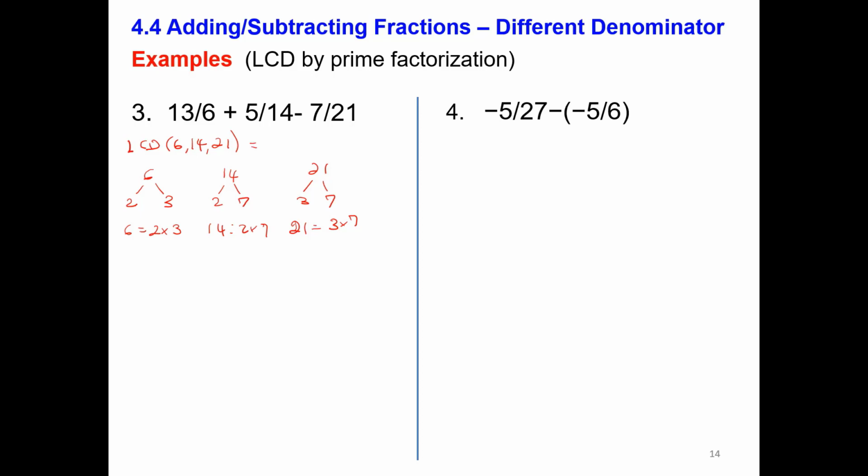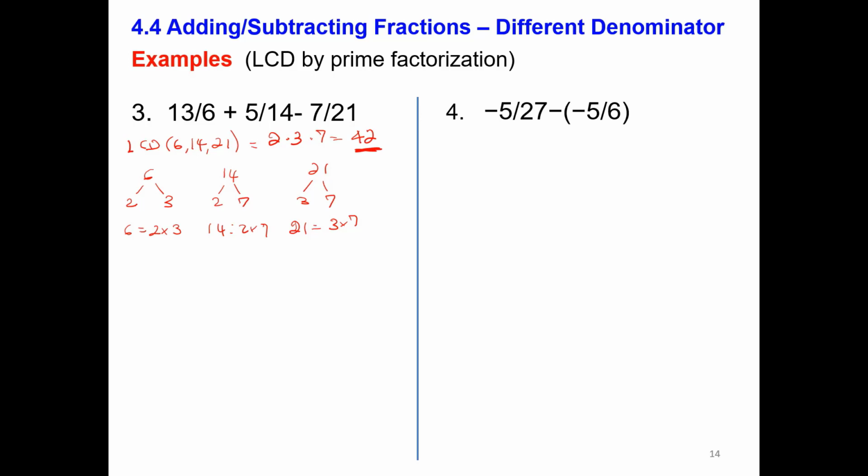Then for the LCD, we need to list all the factors. We have 2 and 2, and we list it just one time. Times 3, 3, just one. 7, 7, just one. Because they have the same power, we keep 2 to the first power, 3 to the first power, and 7 to the first power. In this case, 2 times 3 is 6, and 6 times 7 is 42. Then the LCD is 42.